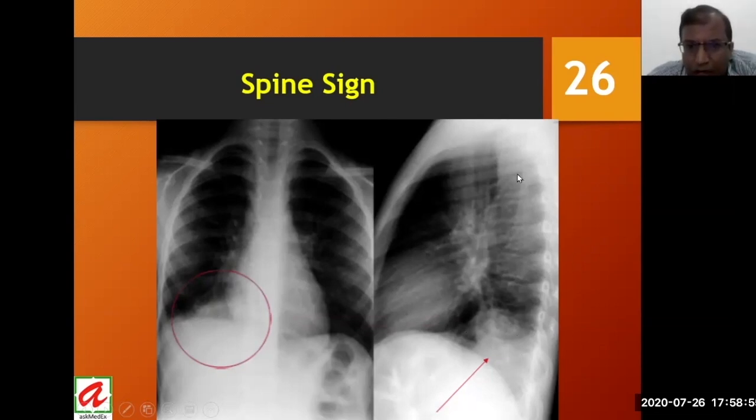As we go down on the spine, the lucency should actually increase. But here what has happened is there is a sudden increase in the density of the lungs, and this is known as a positive spine sign, where I cannot see the spine that well through the lungs.